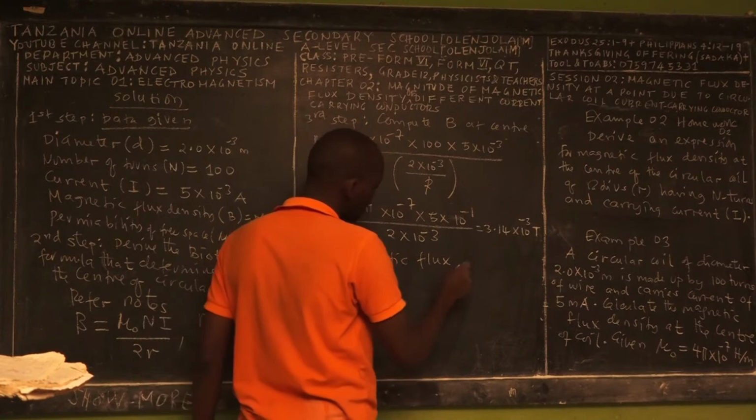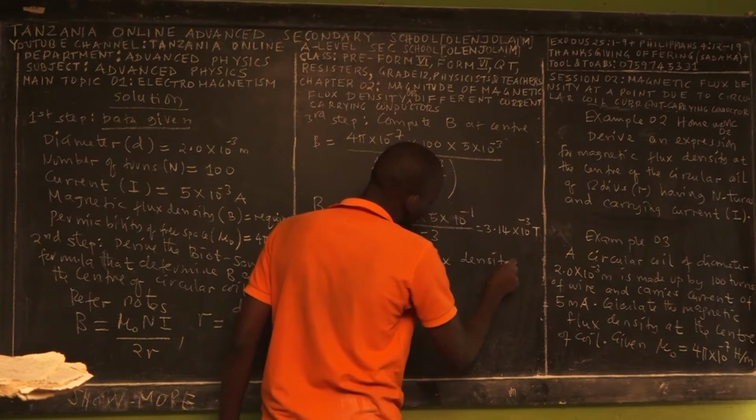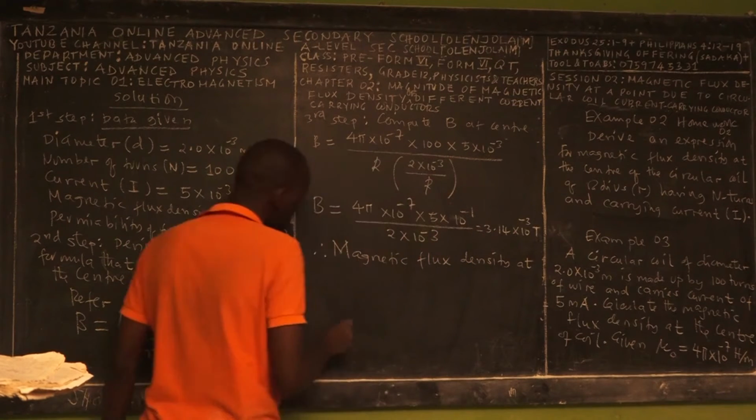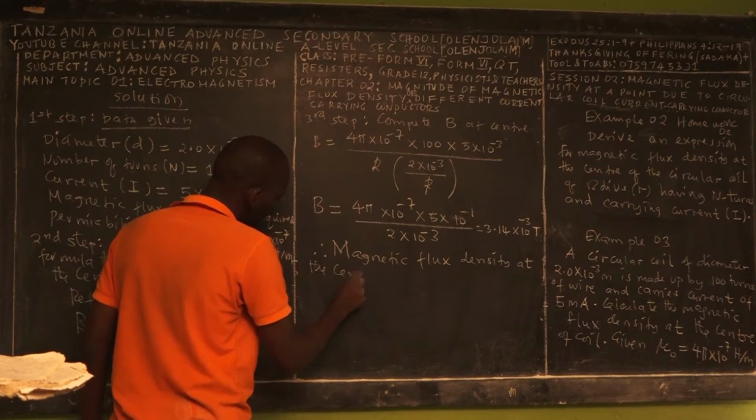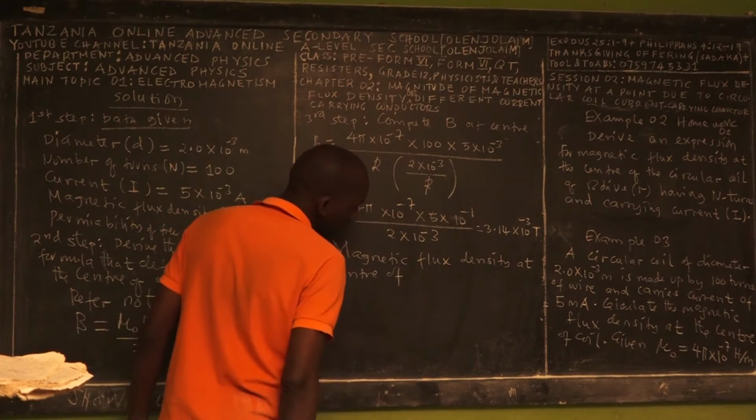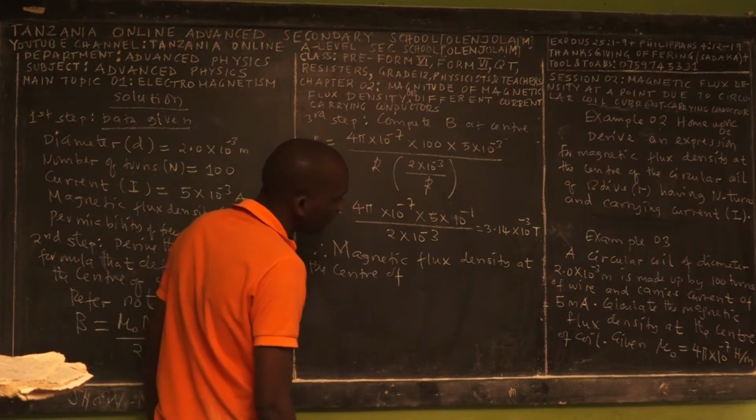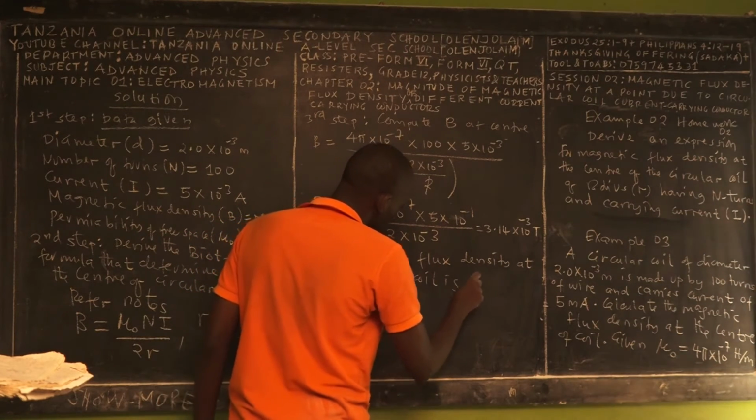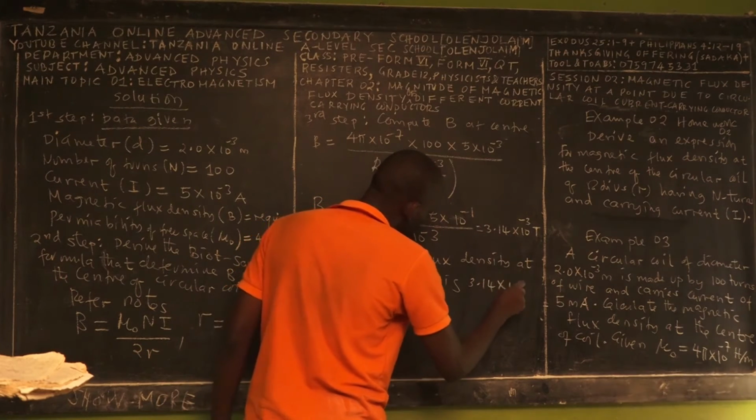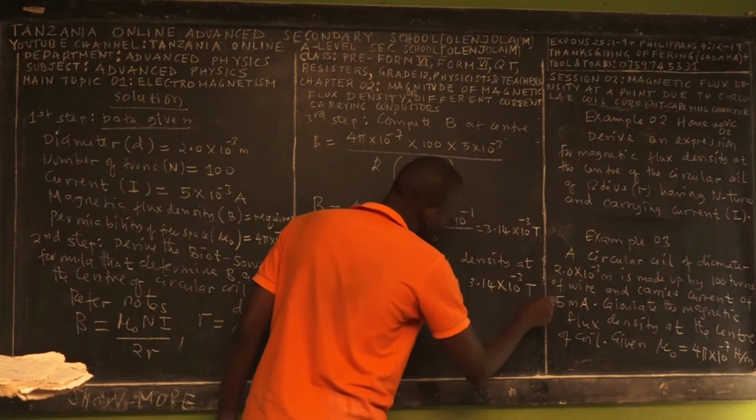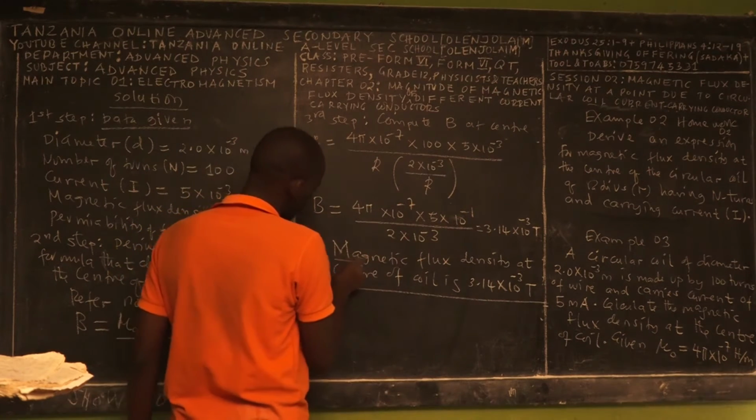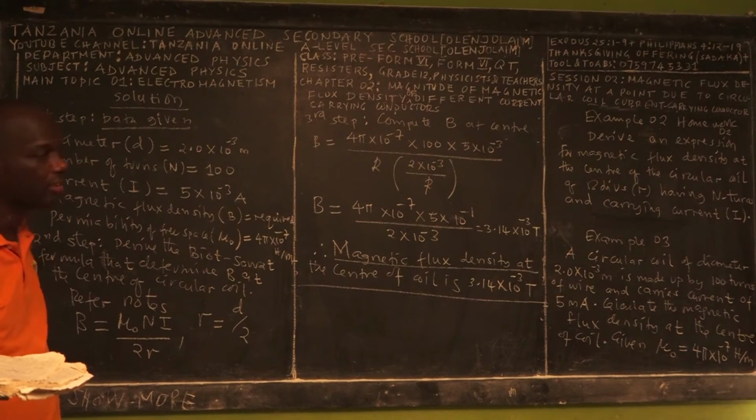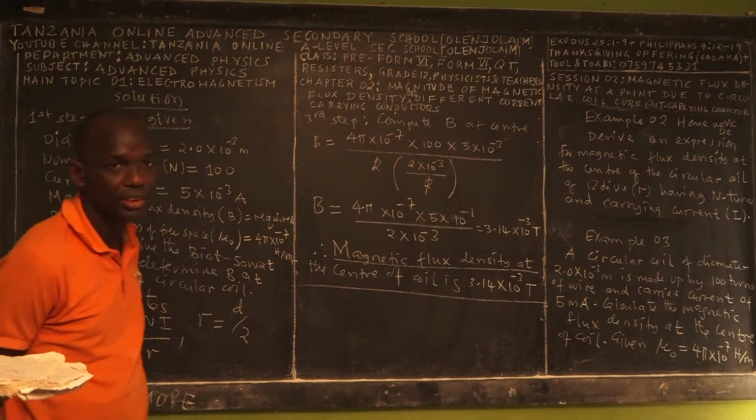The magnetic flux density at the center of the coil is 3.14 × 10^-3 Tesla. Okay, so that's the final solution for example 3.